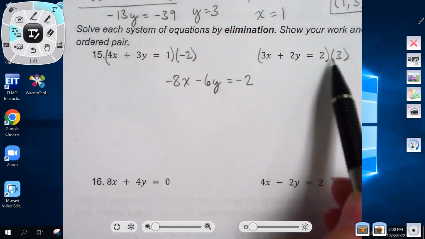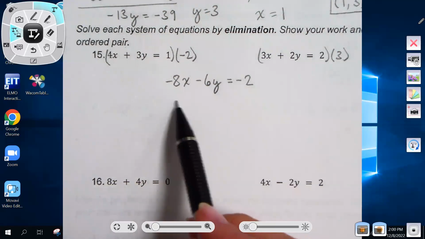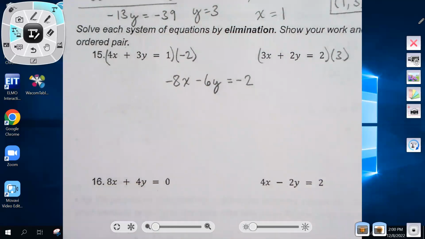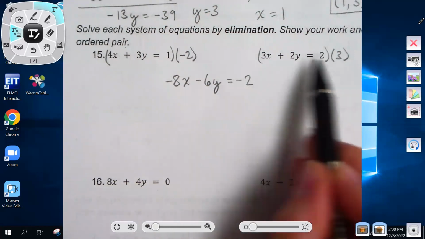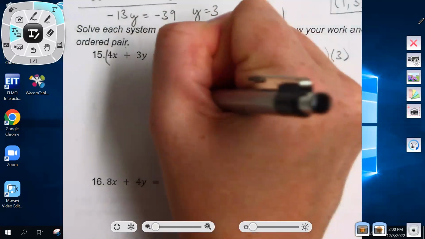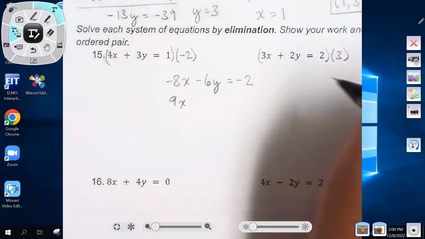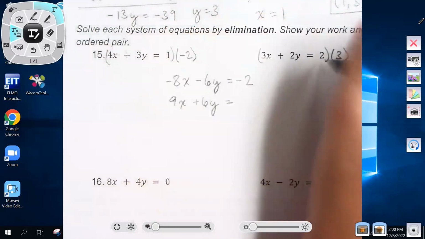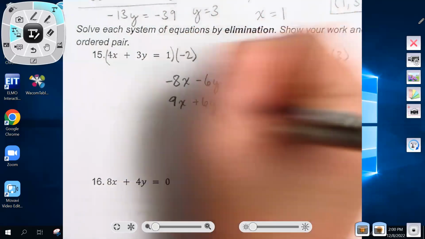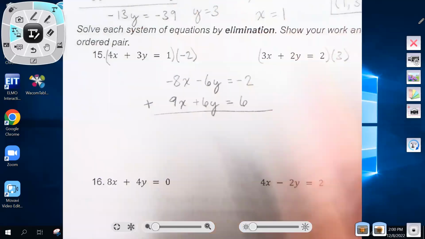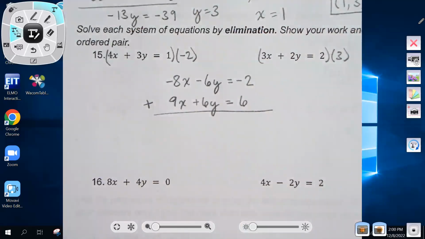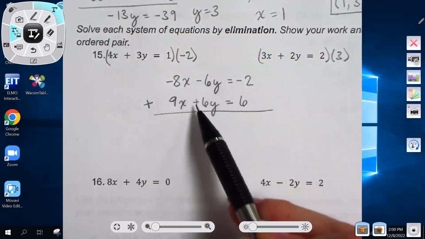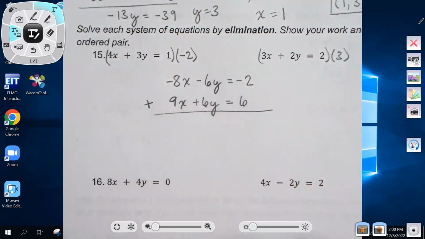When I multiply this equation by 3, I'm going to go ahead and write it just below this one. That way they're ready to be added to each other. So 3x times 3 is 9x. 2y times 3 is 6y. And 2 times 3 is 6. So you see we got a negative 6 and a positive 6. That's going to eliminate the y variable.